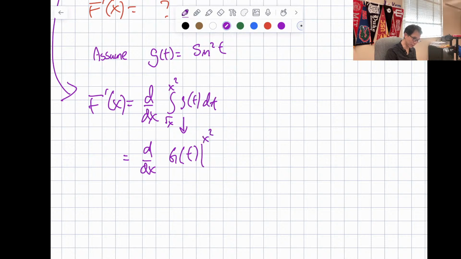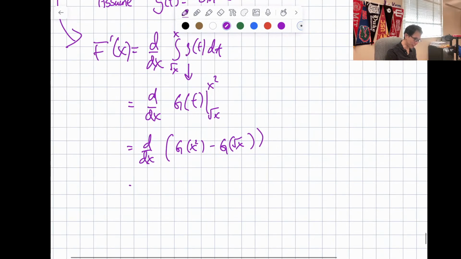So it's going to be x squared and square root of x. I'm going to plug in the subtraction. So it will be capital G of x squared minus capital G of square root of x. Now, I'm going to take a derivative after that because this is the first fundamental theorem of calculus.